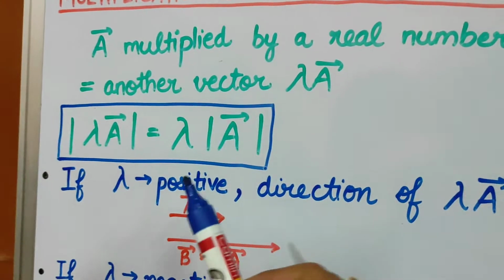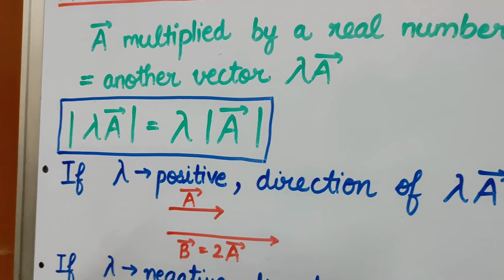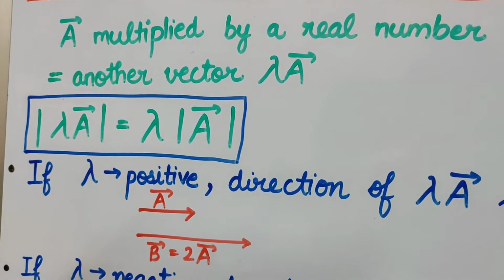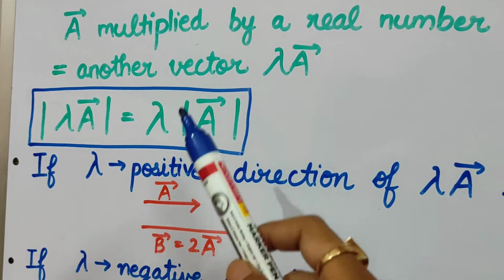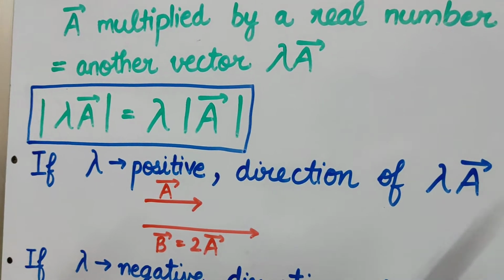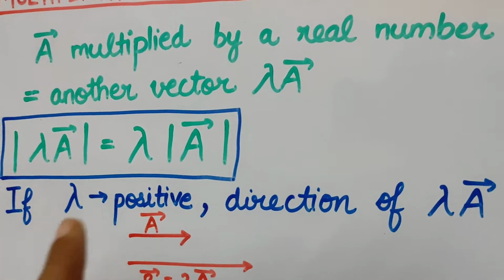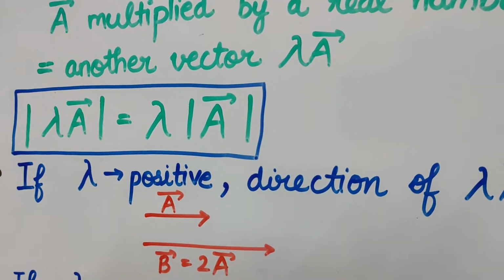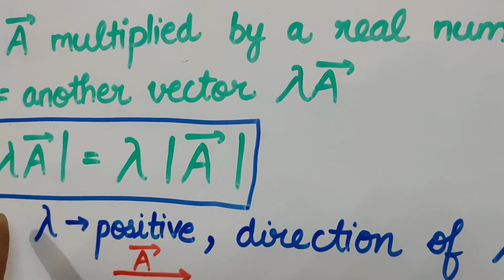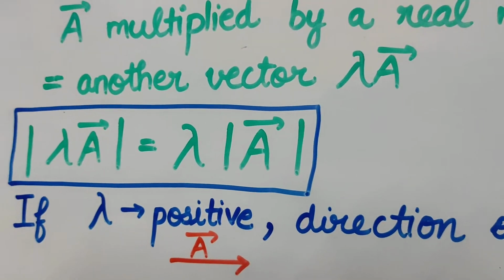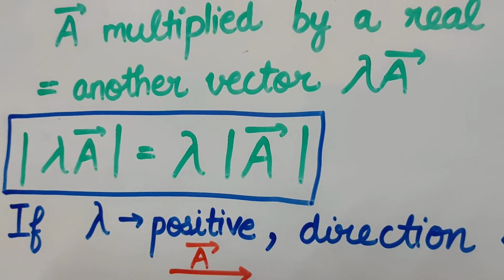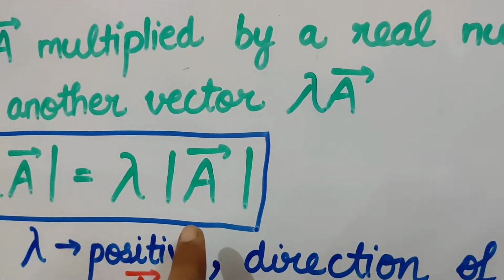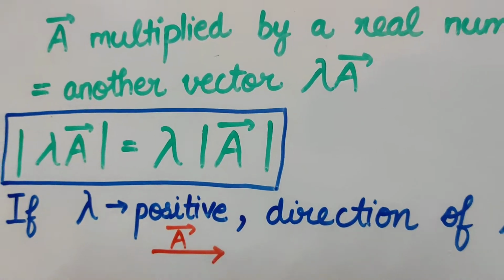Fine. Now the magnitude of this new vector lambda A will be equal to lambda times the magnitude of vector A. This is important class. You must remember this, understand this properly. What is the magnitude of lambda A vector equal to? It is equal to lambda times the magnitude of the vector A.